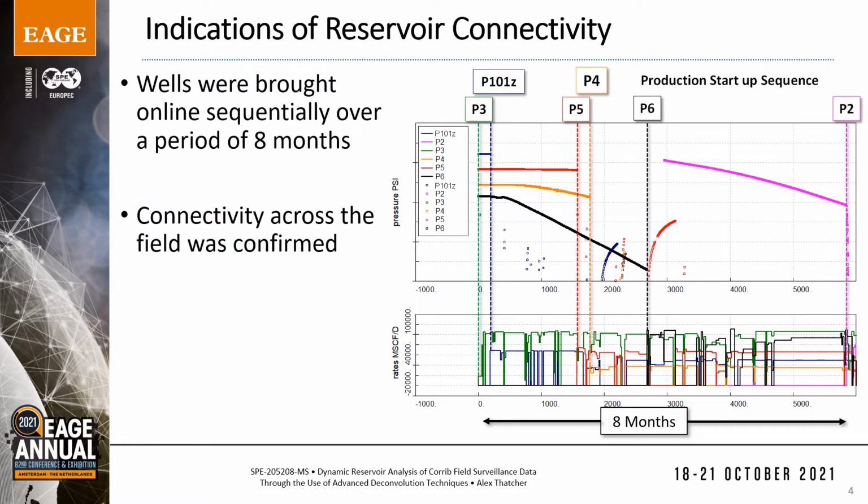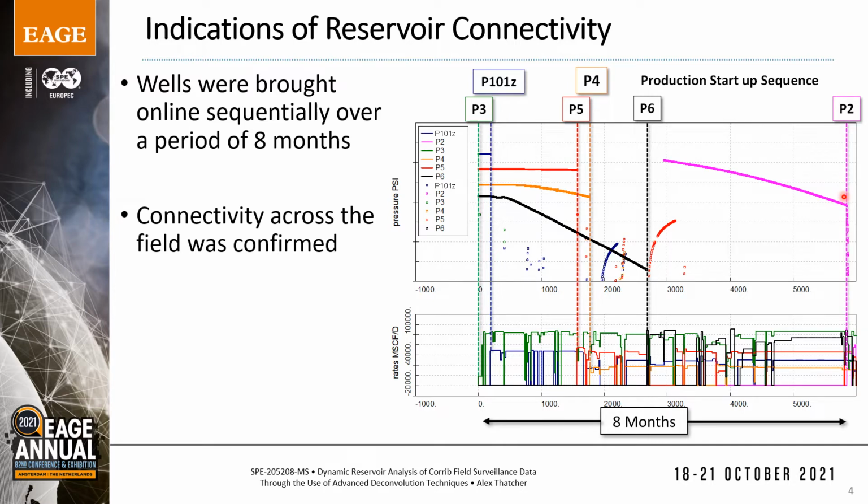On the data plot, we show initial indications of interwell reservoir connectivity during field startup as the wells were brought online sequentially over a period of 8 months. We clearly see signs of pressure communication as some wells produce while others remain closed observing field pressure. Especially our case study well P2 shown in pink. During this time period, P2 is closed monitoring pressure signals arriving from the other producing Corrib wells.